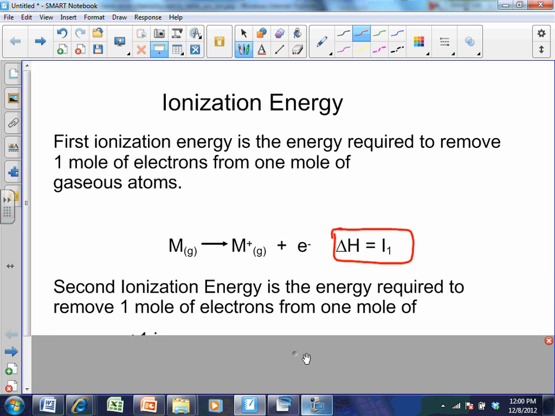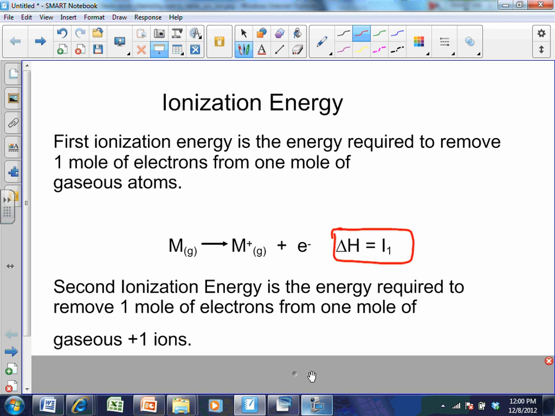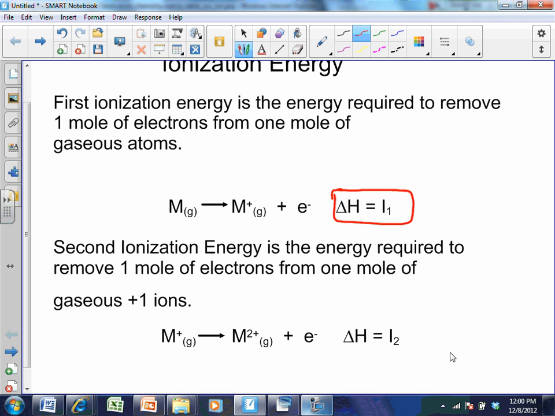The second ionization energy is the energy required to remove 1 mole of electrons from 1 mole of gaseous +1 ions. So it is M+ gas forms M2+ gas plus an electron, and that energy change is I2. Note, it's like taking the second electron off of the element M. The third, fourth, and fifth ionization energies would all follow suit.